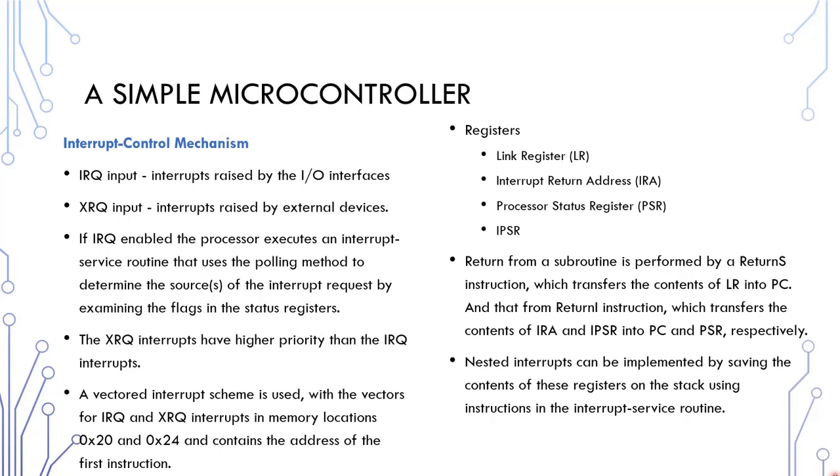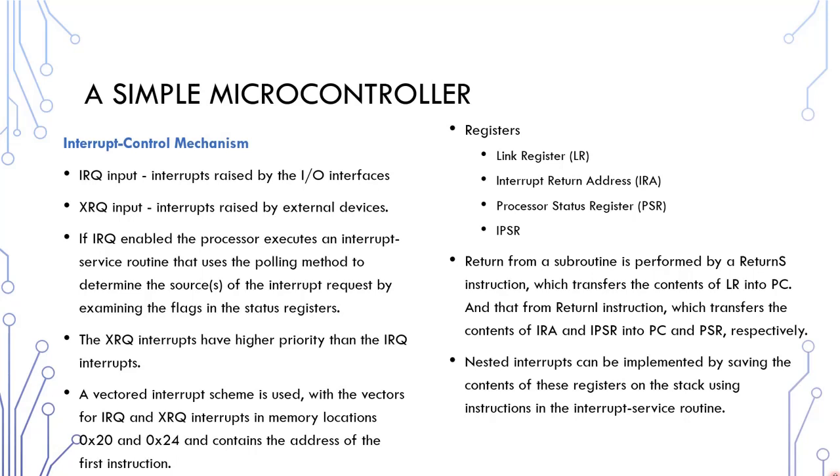The XRQ interrupt has higher priority than the IRQ interrupt. The processor status register or the PSR has 2 bits for enabling interrupts. The IRQ interrupts are enabled if the 6th bit of the PSR is set to 1 and XRQ interrupts are enabled if the 7th bit of the PSR is set to 1. When the processor accepts an interrupt, it disables further interrupts at the same priority level by clearing the corresponding PSR bit before the interrupt service routine is executed.